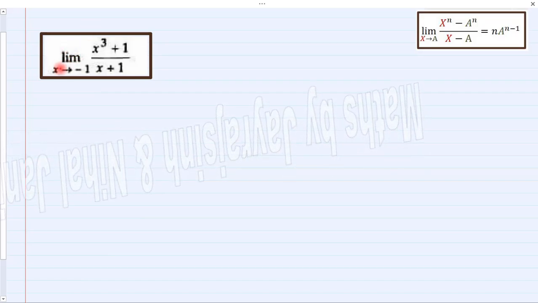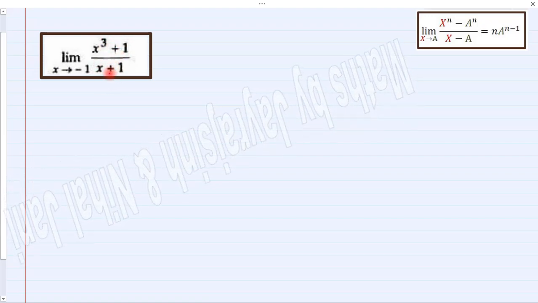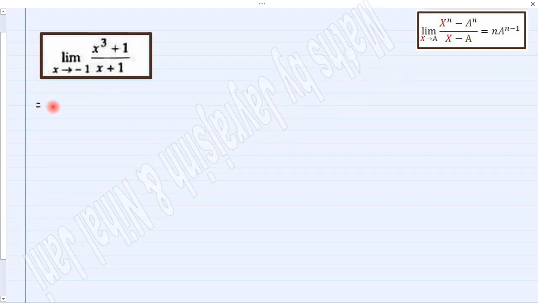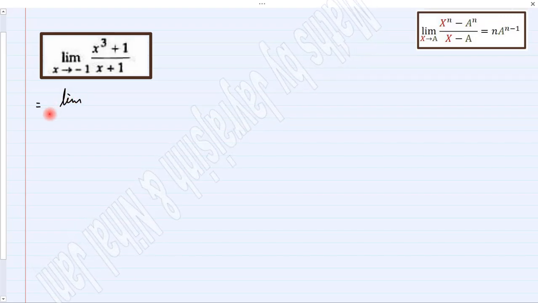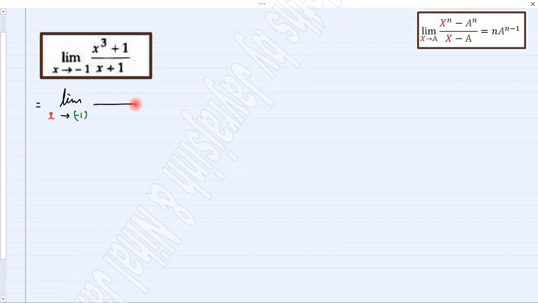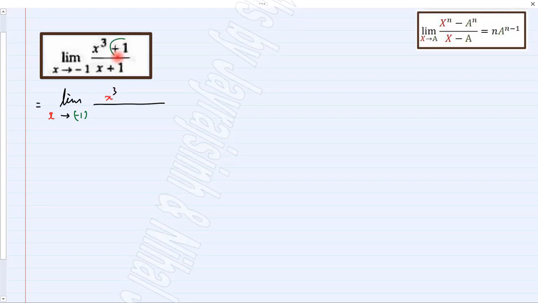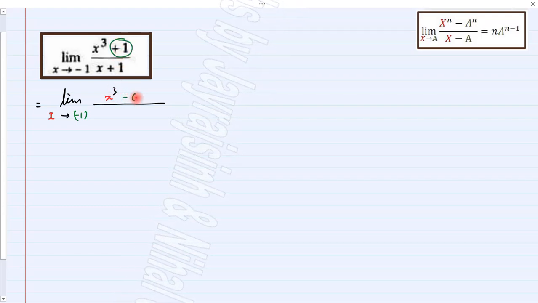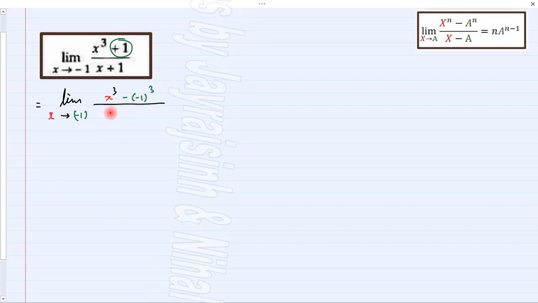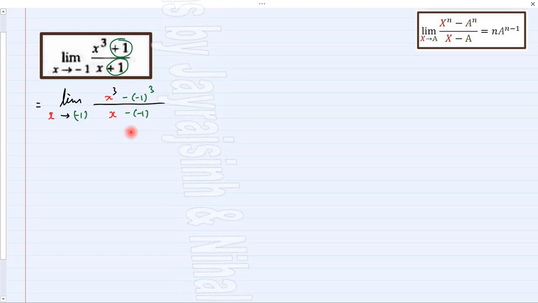In this question, we have limit x tends to minus 1, (x cube plus 1) upon (x plus 1), which is in the form of 0 by 0. Now, to solve it, let's use standard form. Our limit is x tends to minus 1. Your numerator can be written as x cube, this plus 1 can be split into minus of minus 1 raised to 3. And in denominator, we already have x plus 1, which can be rewritten as minus of minus 1.